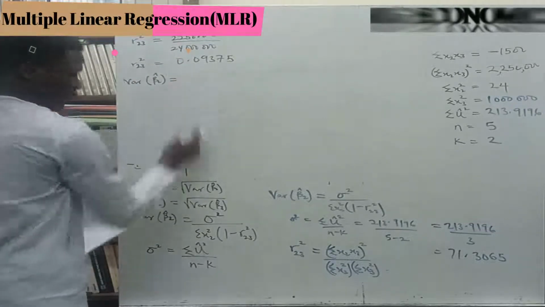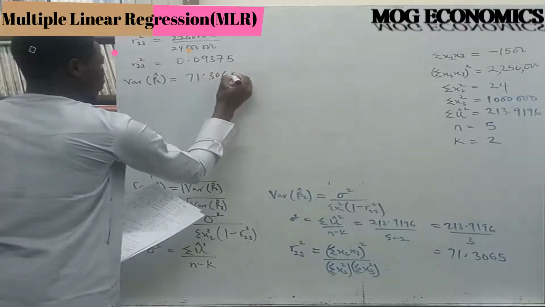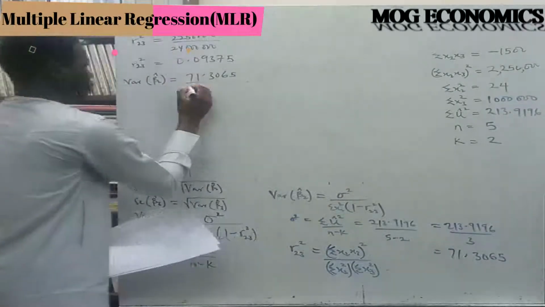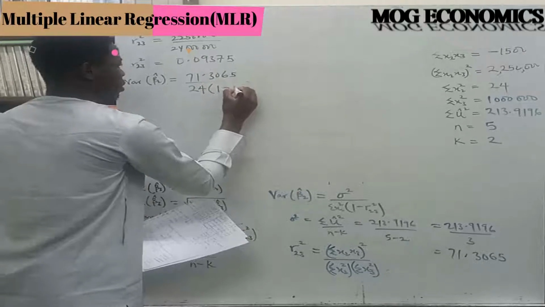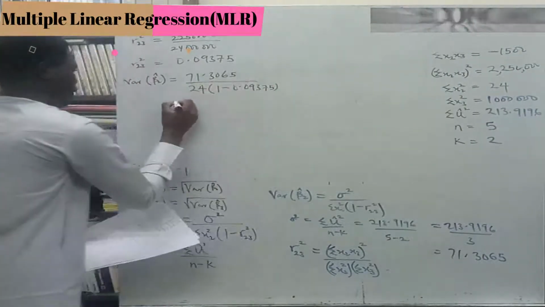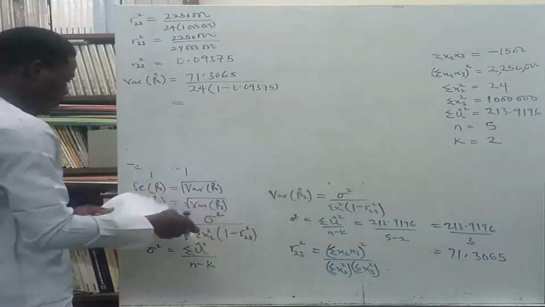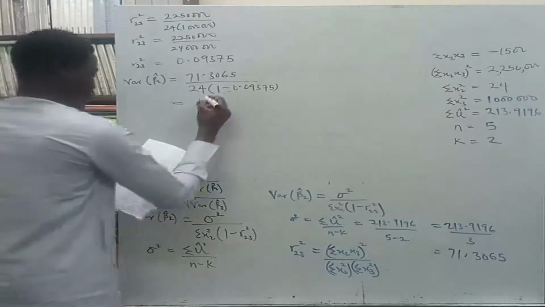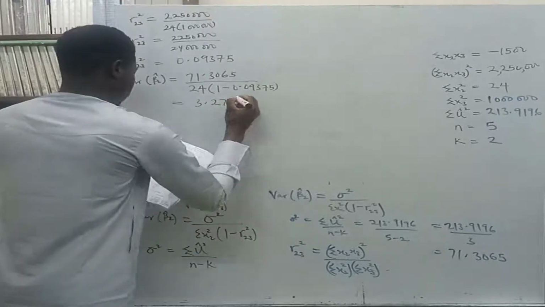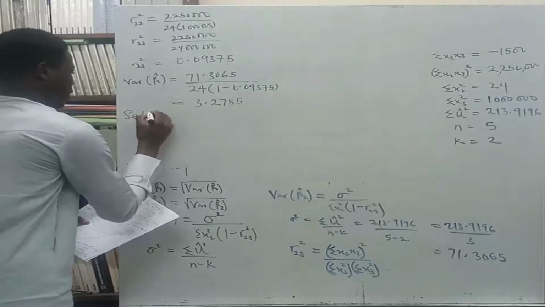What's the value of that? That's 71.3065 all over summation of x2 squared. That's 24. Multiply by 1 minus 0.09375. If you do this on your calculator, you are going to arrive at 3.2785. So now what is the standard error of beta 2?